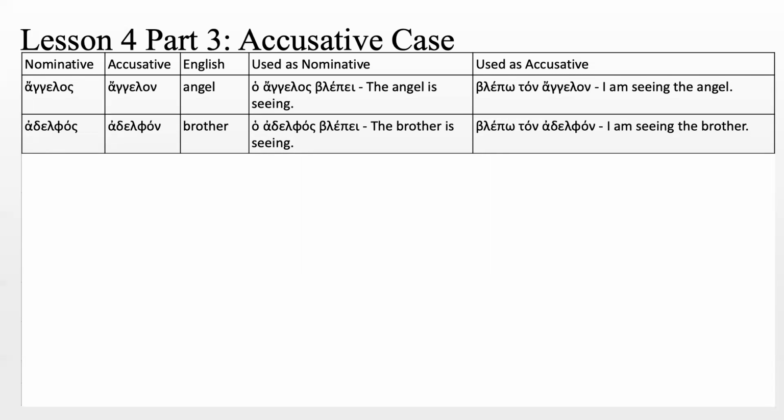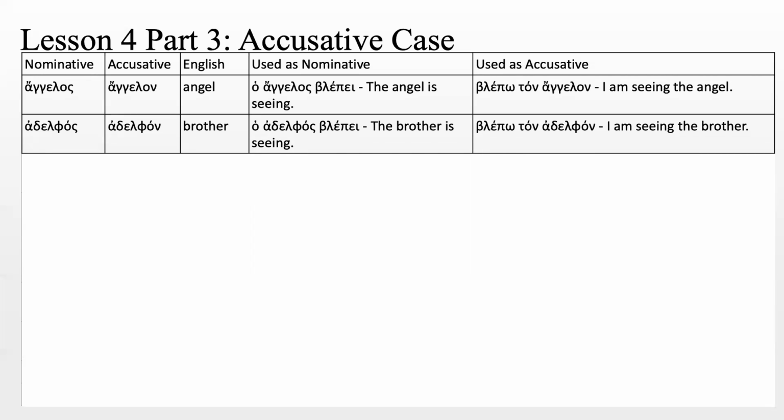Adelphos is nominative. Adelphon is accusative. They both mean brother. Ho adelphos blepei. This is used as a nominative. It means the brother is seeing. It's the subject of the sentence. Blepo ton adelphon. I am seeing the brother. Here it's used as an accusative.